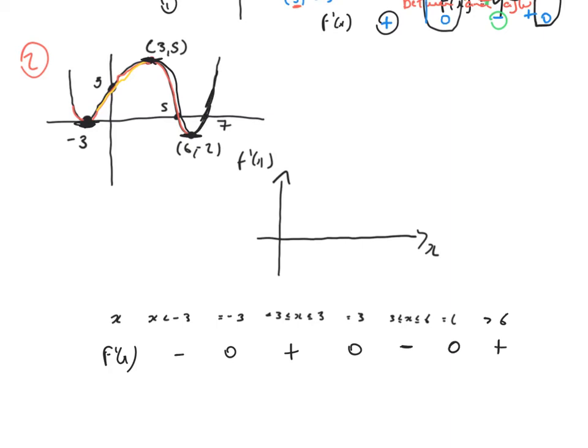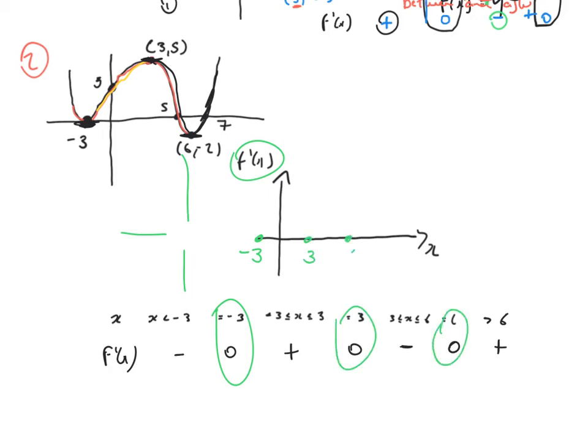Okay, so let's mark our points of 0 gradient to get going. So I've got 0 gradient at -3. That'll be marked there. Remember, this is a number line for gradient. This is positive, negative, and 0 gradient. I've got 0 gradient at 3, and I've got 0 gradient at 6.